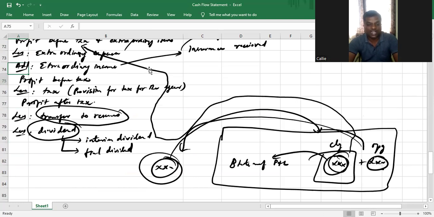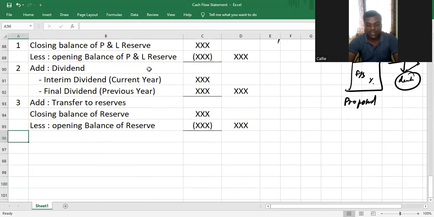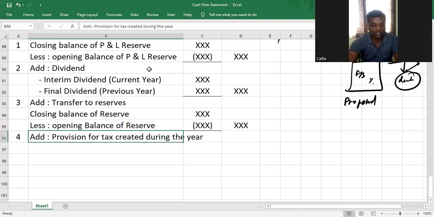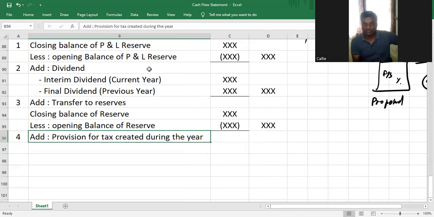So dividend, reserves, and then we have tax. Children, I want you to be very careful here. What we add back here is the provision for tax created during the year. Provision for tax created during the year. In the first video of the working notes videos, I taught you how to prepare the provision for tax working note. Am I right or not, my dear children? In that, we found out two items. We found out the tax paid and the provision for tax created.